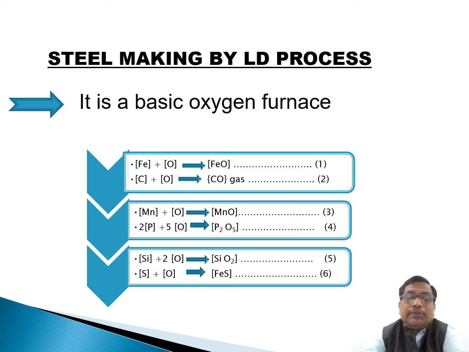The impurities may be carbon, particularly the most available impurity is carbon. Next to carbon are manganese, phosphorus, silicon, and sulfur. These are mostly available in the pig iron. So pig iron generally contains 92 to 93% iron and 7 to 8% of these impurities. But in a final steel, the percentage of iron should be 99.5%, so only 0.5% impurities will be available in the steel.